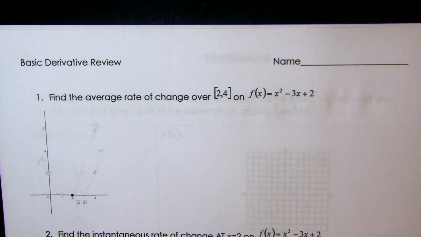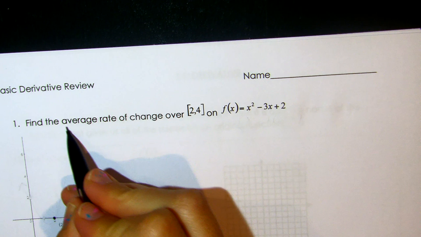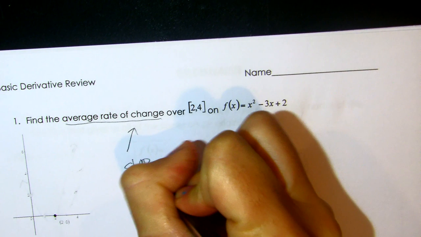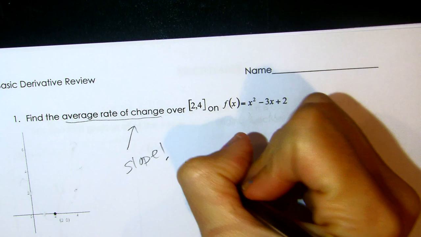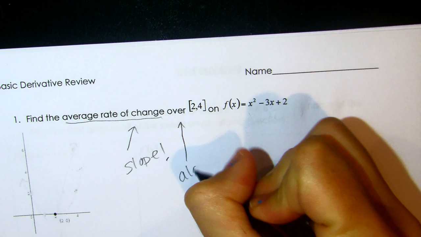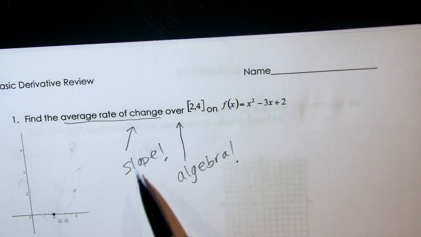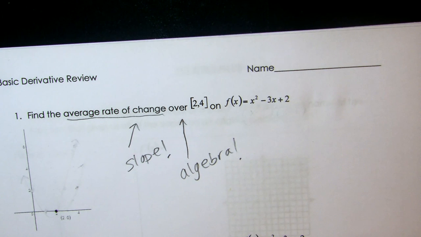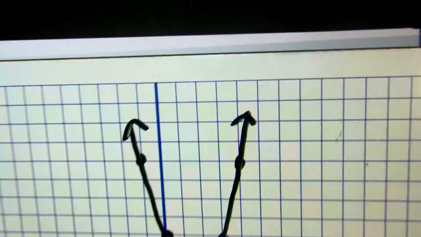So here you are. The very first thing that we did with derivatives is find an average rate of change, which is a slope. And if it said over, then that wasn't calculus. This was algebra. And so if I want to find the slope from 2 to 4 on the parabola, you really just played algebra 1. So I have this pre-graphed for you.